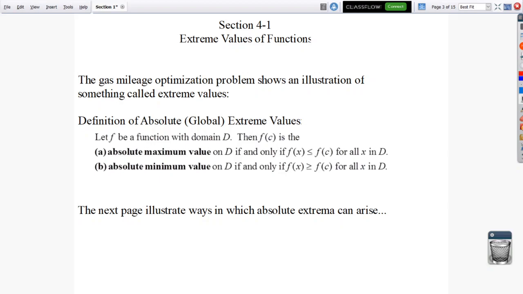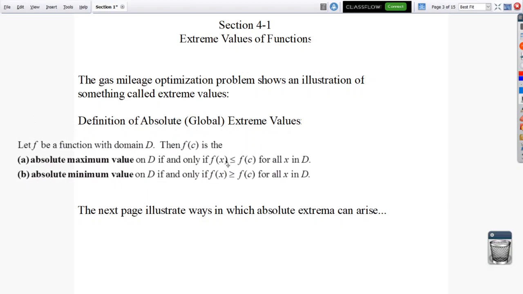The definition of an absolute or global extreme value. If you let f be a function with domain D, then f of c is the absolute maximum value on D if and only if f of x is less than or equal to f of c for all x in D. It is the absolute minimum value on D if and only if f of x is greater than or equal to f of c for all x in D. These look like really complicated ways of saying things, and they are. They're complicated ways of saying really, really easy things.